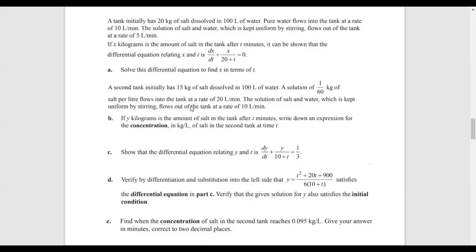Okay, so here we've got a question that asks, with relation to differential equations: you've got a tank, initially with 20 kilograms of salt dissolved in 100 liters of water. Pure water flows into the tank at a rate of 10 liters per minute.